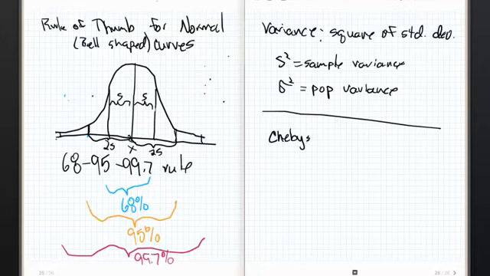Chebyshev's theorem. Guy's clearly Irish, right? Nah, just kidding. Got to be Russian. Okay? And Chebyshev's theorem says this. It's actually a real simple formula.